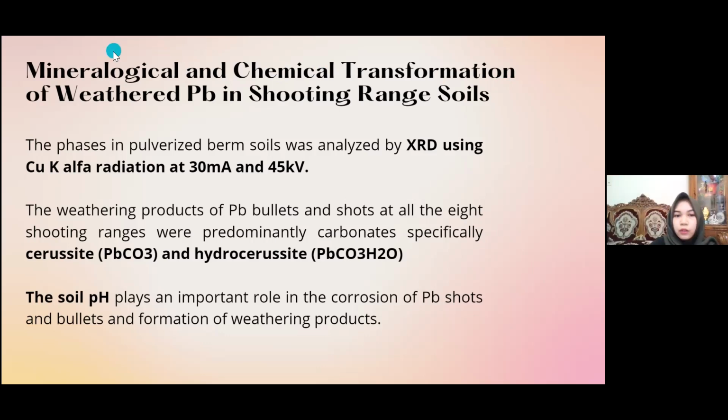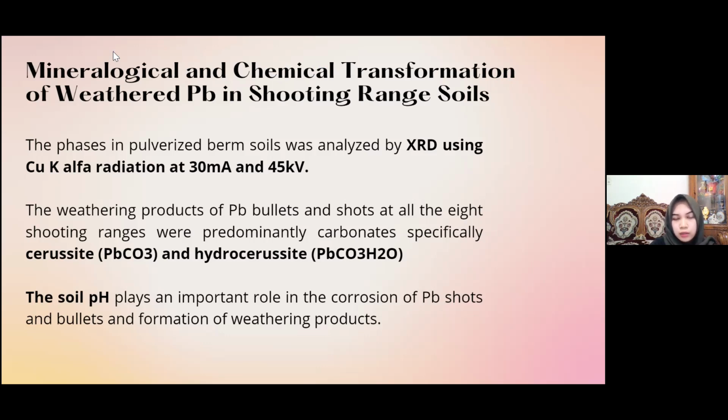Okay, thank you. Now I will talk about mineralogical and chemical transformation of weathered lead in shooting range soils. The chemical transformation of the weathered lead bullet was determined by X-ray diffraction. The phases in pulverized berm soils were analyzed by X-ray diffraction using copper K alpha radiation at 30 mA and 45 kV.